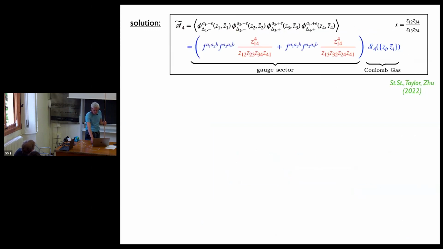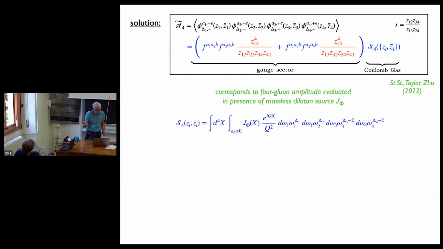So now we solve this differential equation for Carrollian amplitude, and what we get is the following form. We write our solution in this form such that it looks like what you expect from a Carrollian correlator. So we have this so-called gauge sector, and we have some universal integral or universal function. So I mean that's coordinates on the celestial sphere.